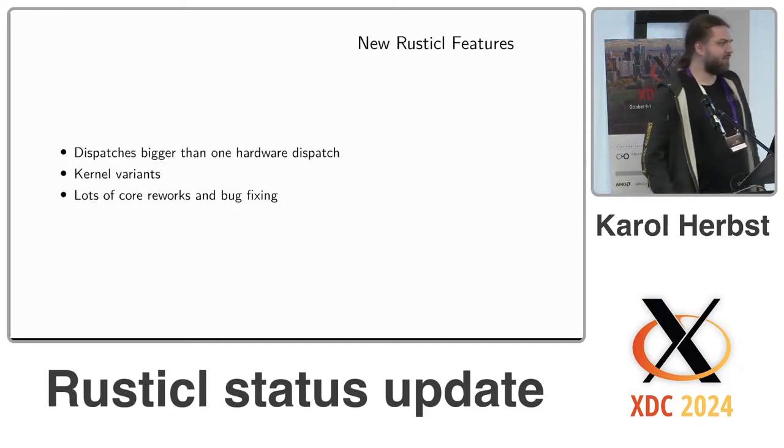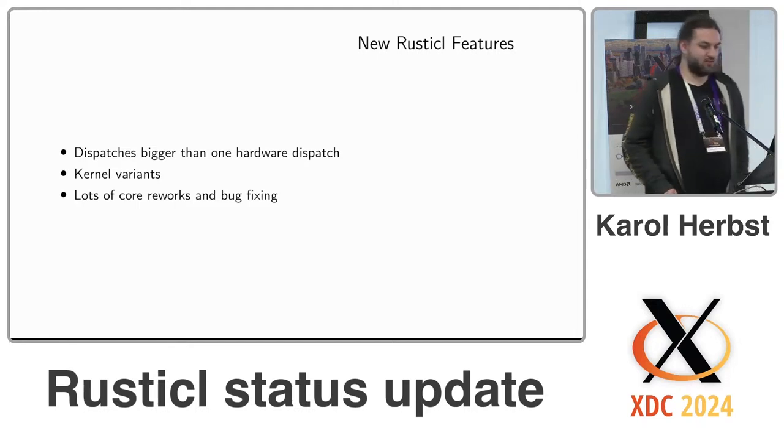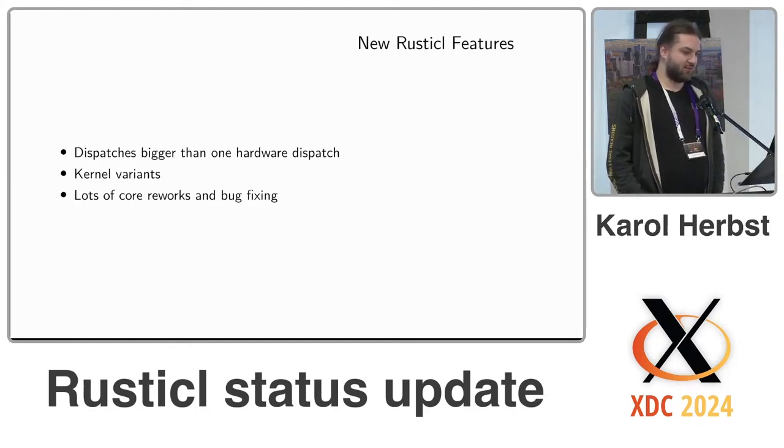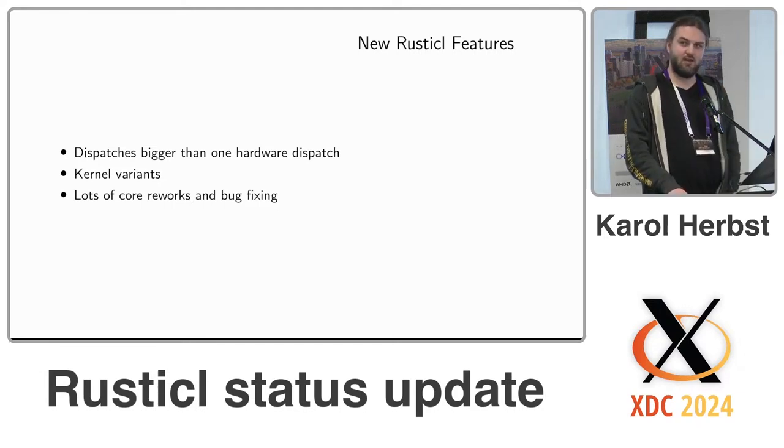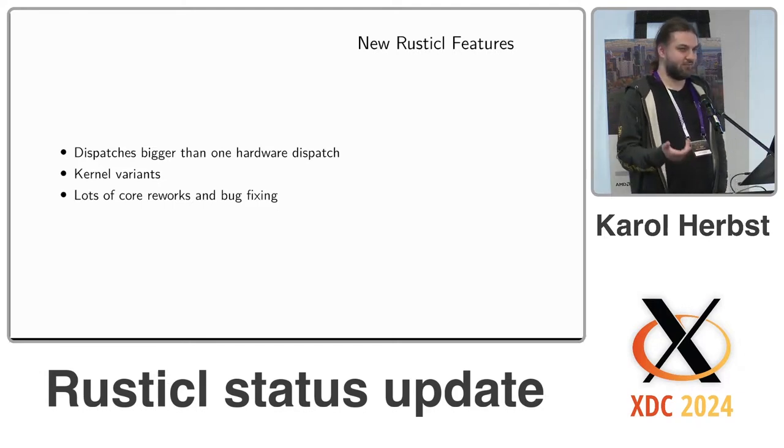Then there are a few details I had to work on to support big dispatches. OpenCL doesn't really restrict how big a compute job you can execute. So if you want billions of threads, then the runtime just has to accept it. The problem is if the hardware can't execute it in one dispatch, then you have to split it up in the runtime. So I've added support for that, which is also required on some SoCs because they can't dispatch big jobs anyway.